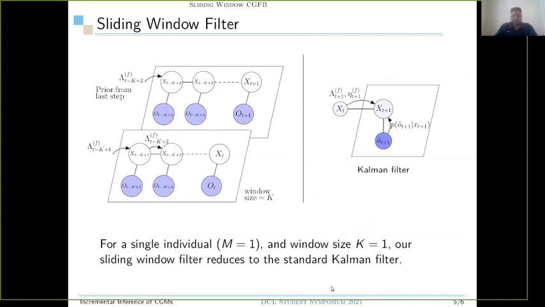For faster inference, we also propose a sliding window filter, which only takes previous k observations into account, and the discarded information is encoded in terms of prior, represented by the forward message parameters. Moreover, in case of a single individual and a window size of 1, this reduces to the standard Kalman filter.